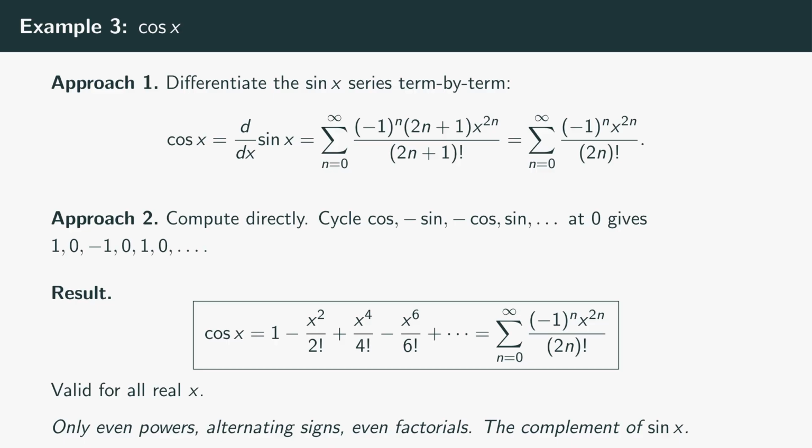Pretty form: cosine x equals the sum of negative 1 to the n times x to the 2n over the quantity 2n factorial. Only even powers, because cosine is an even function. Alternating signs. Even factorials in the denominator.